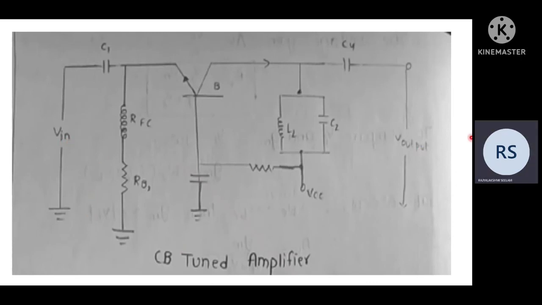Here we have V input and V output. Here they have given F, and capacitance C1, here C4, here C2, and here C3, and here this is the transistor, and these are the resistances. This is the tuned amplifier.